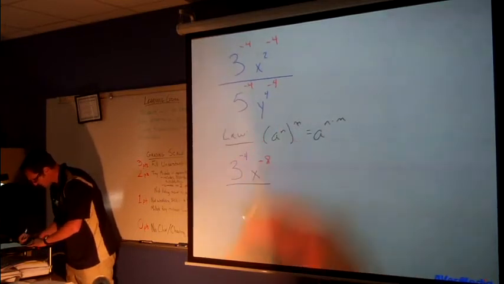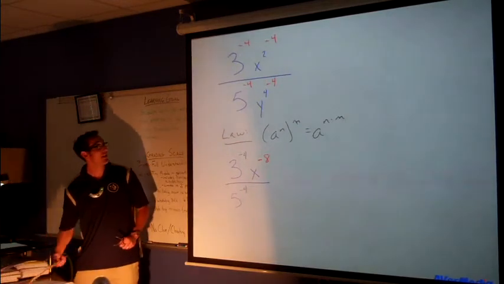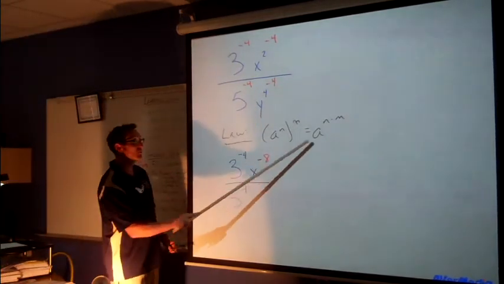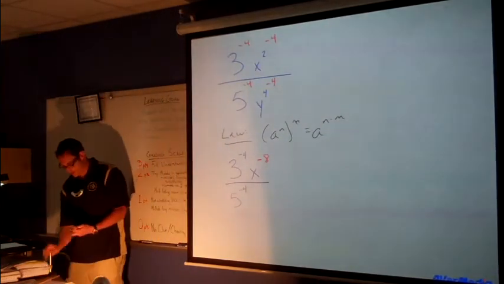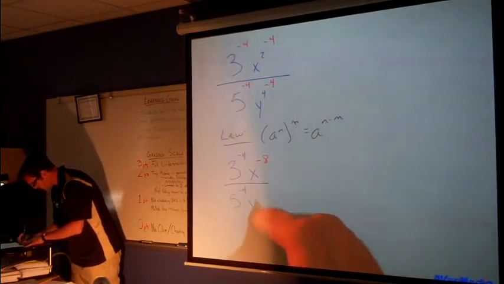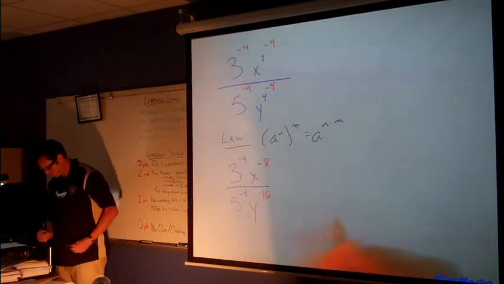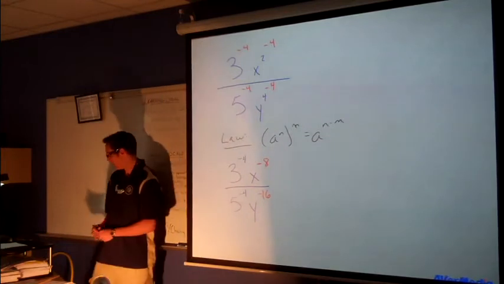At the bottom, my 5 to the negative 4 stays there. But here, once again, I have a power to a power. I keep the base. I'm going to multiply the powers. So I have y to the negative 16th. So at the bottom, 5 to the negative 4, and then y to the negative 16th. So that's where I'm at for now.